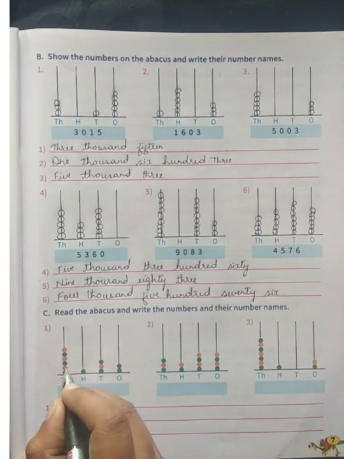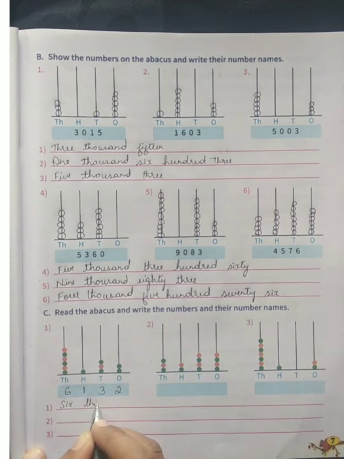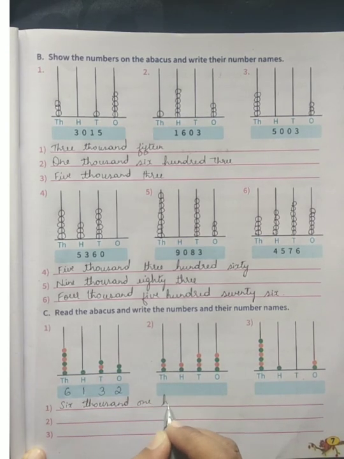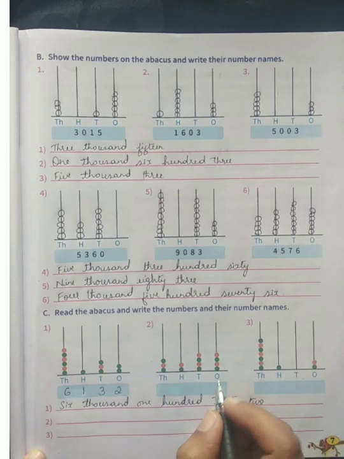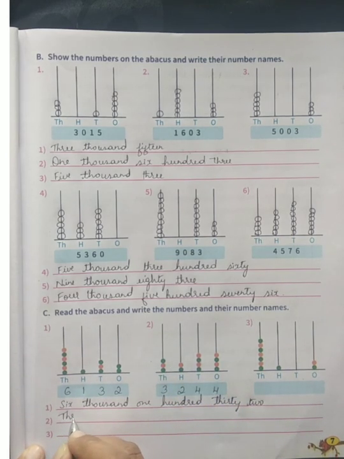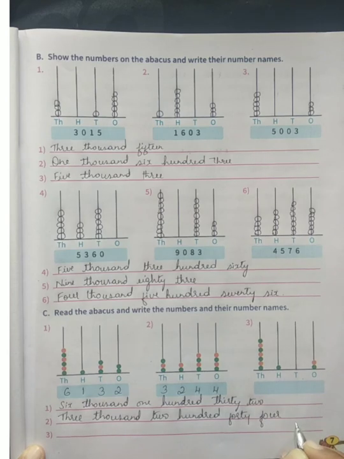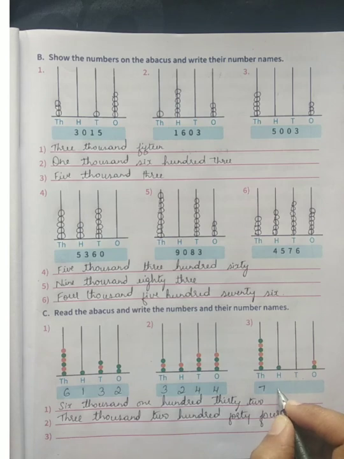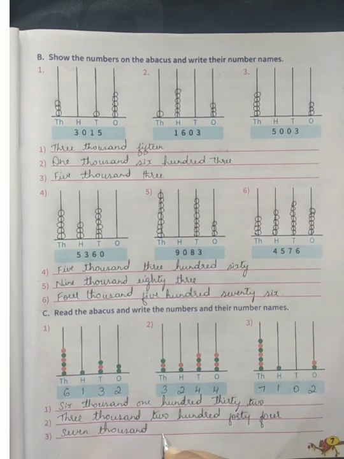The next one, read the abacus and write the numbers and their number names as the first one we did. So it is 1, 2, 3, 4, 5, 6. 1, 1, 2, 3, 1, 2. 6,132. 1, 2, 3, 4. 1, 2, 3, 4. 1, 2, 1, 2, 3. 3,244. 1, 2, 3, 4, 5, 6, 7. 1, 0, 2. 7,102.